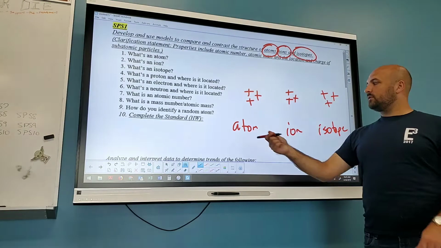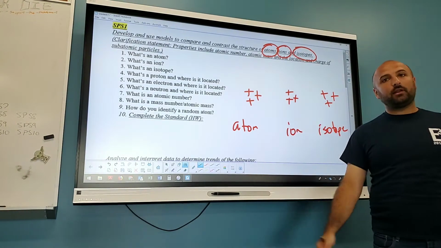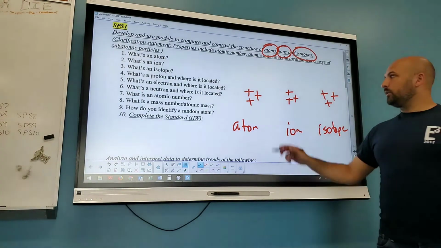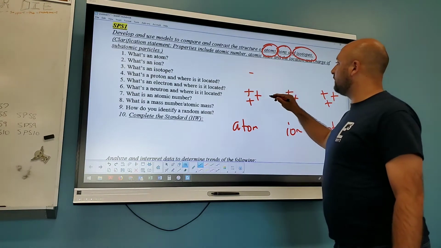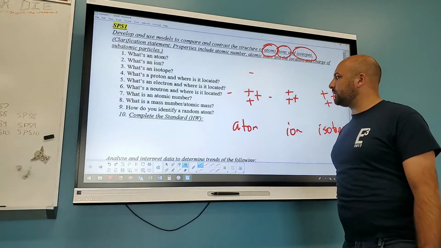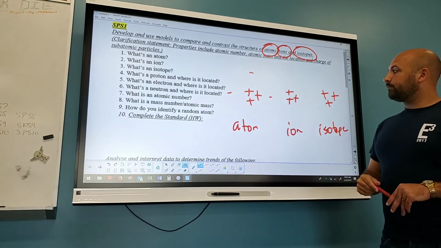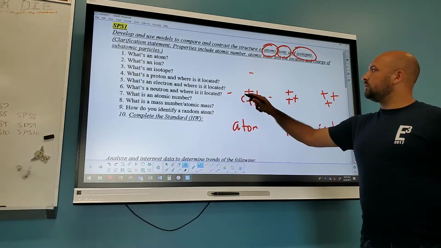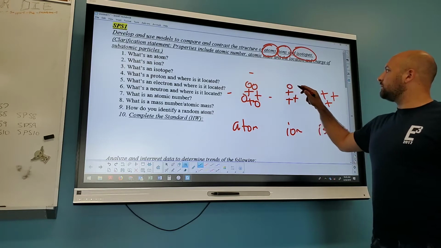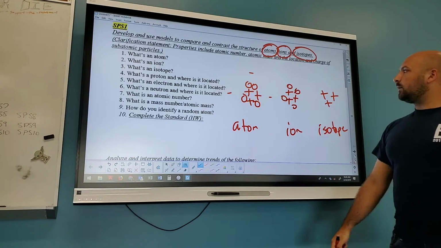Now what I want to do is find the number of electrons for an atom. How many electrons? 3. They have to equal the number of protons, right? 1, 2, and 3. We'll just put them around there like that. Now, for our atom, we also need 1, 2, 3, 4 neutrons there too.